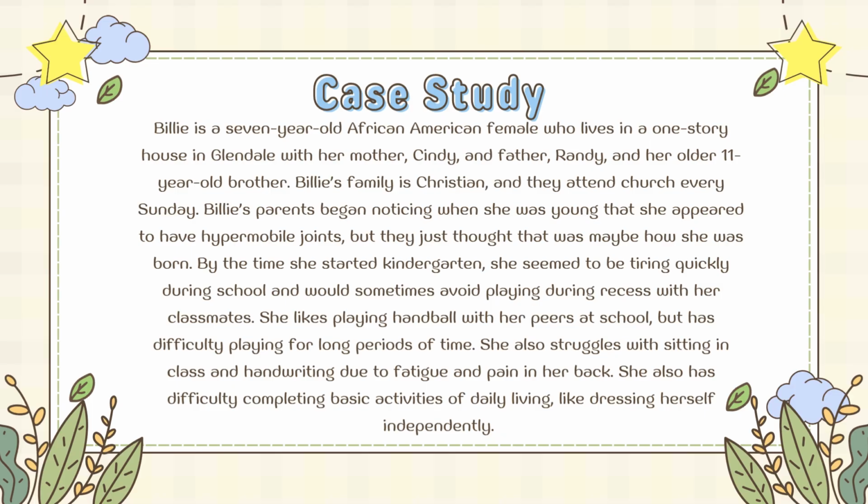Billy's family is Christian and they attend church every Sunday. Billy's parents began noticing when she was young that she appeared to have hypermobile joints, but they thought that was just maybe how she was born. By the time she started kindergarten, she seemed to be tiring quickly during school and would sometimes avoid playing during recess with her classmates. She likes playing handball with her peers at school, but has difficulty playing for long periods of time. She also struggles with sitting in class and handwriting due to fatigue and pain in her back. She also has difficulty completing basic activities of daily living, like dressing herself independently.